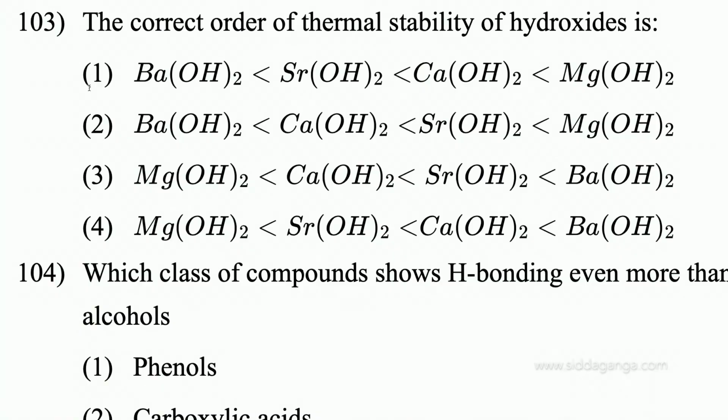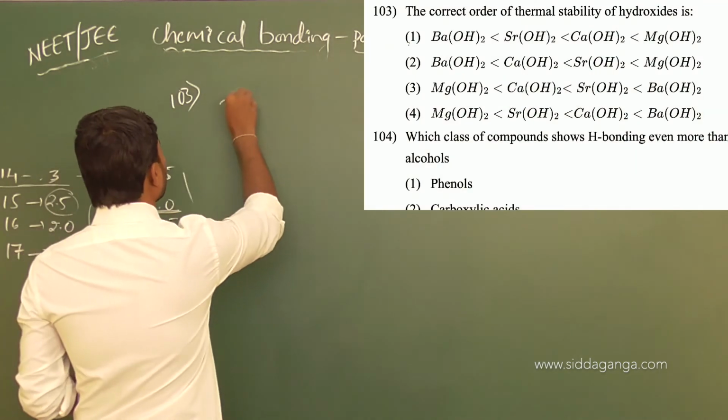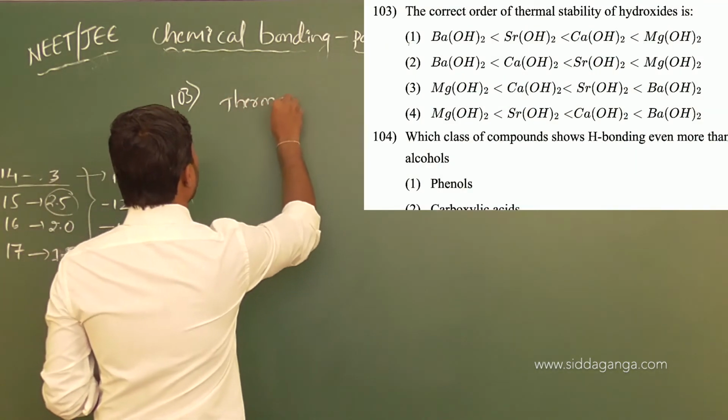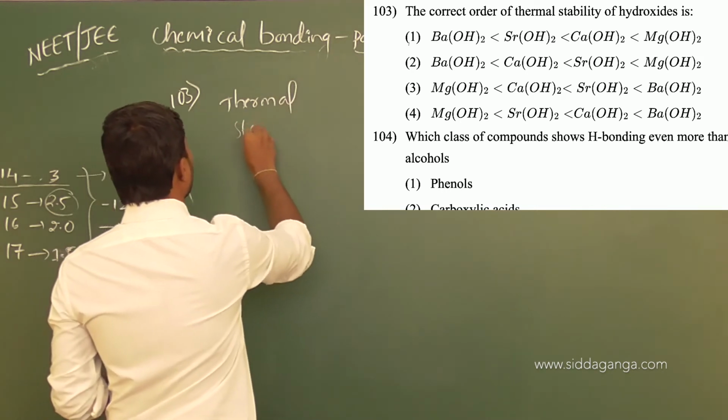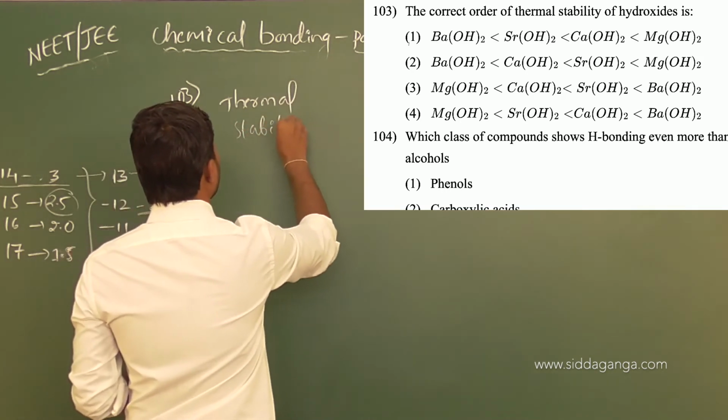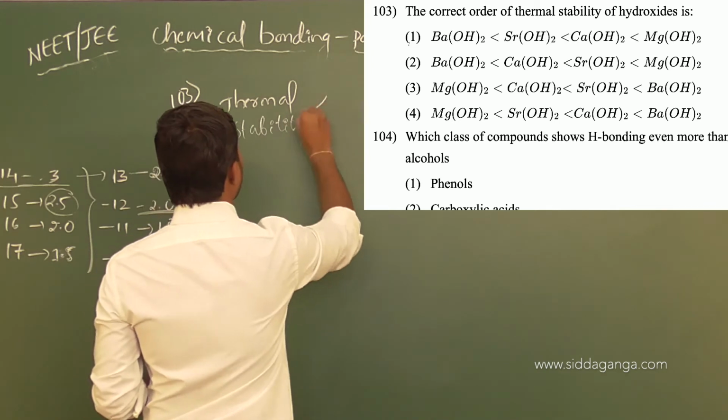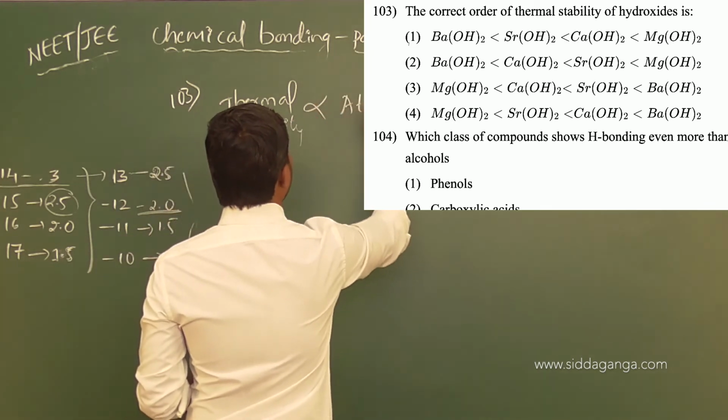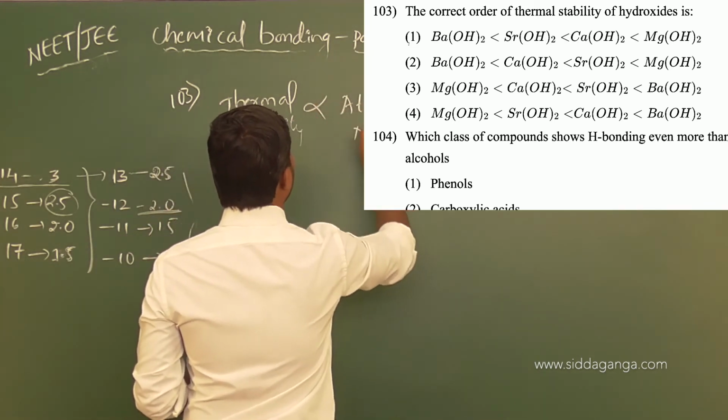So the next question is regarding the thermal stability of hydroxides. The question is, the correct order of thermal stability of hydroxides is. The question is very simple: thermal stability of the molecules is directly proportional to atomic number.